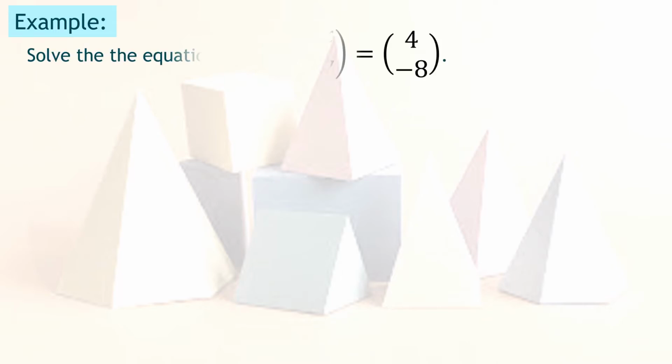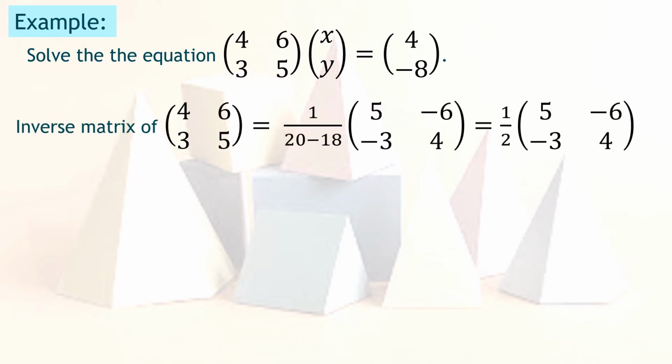So let us have an example. Let us solve the equation [4 6; 3 5] times [x; y] = [4; -8]. We are going to determine the values of x and y. The first step is to determine the inverse matrix of [4 6; 3 5]. We have 1 over (20 - 18) times [5 -6; -3 4], which is equal to 1/2 times [5 -6; -3 4].